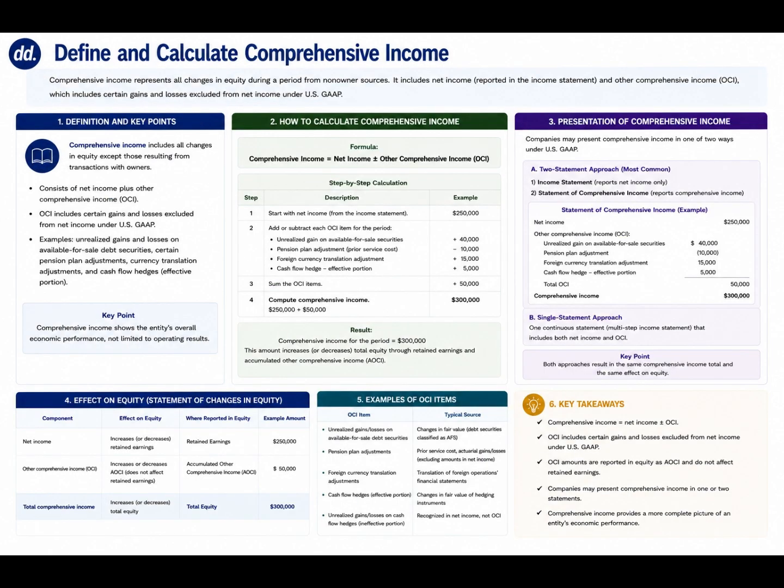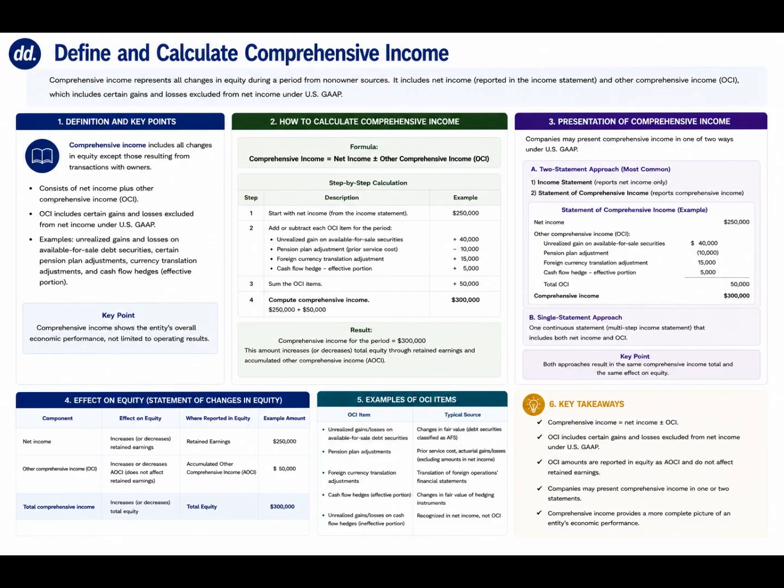Define and calculate comprehensive income. Comprehensive income includes all changes in equity except owner transactions. It consists of net income plus other comprehensive income, OCI. OCI includes certain gains and losses excluded from net income under U.S. GAAP, such as unrealized gains and losses on available-for-sale debt securities and certain pension adjustments.